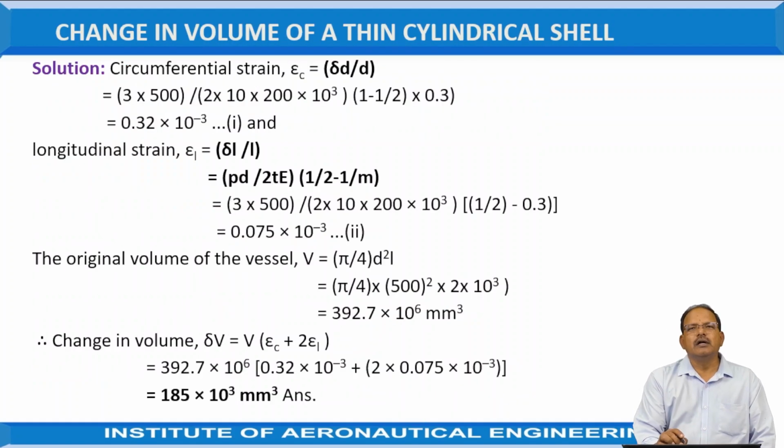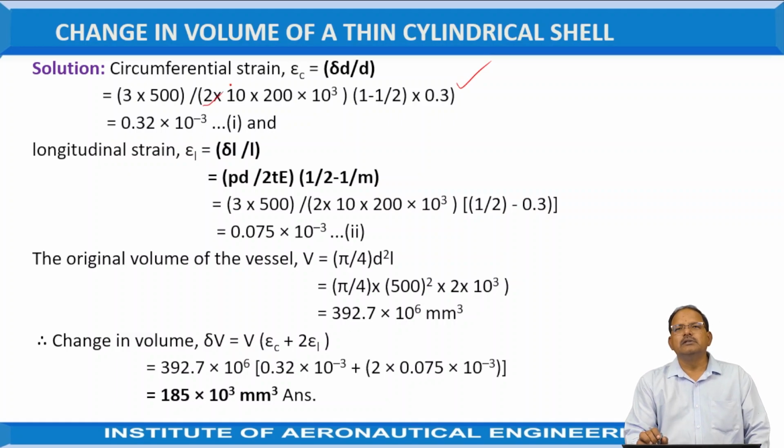From this relation we get epsilon C equal to delta d by d, and substituting the values, 3 into 500 divided by 2 into 10 into 200 into 10 to the power of 3, into (1 minus 1 by 2 into 1 by m equal to 0.3). Substituting these values we get 0.32 into 10 to the power of minus 3.